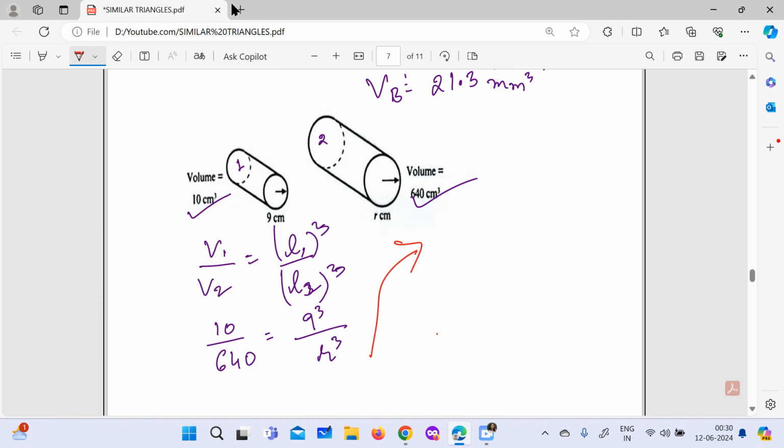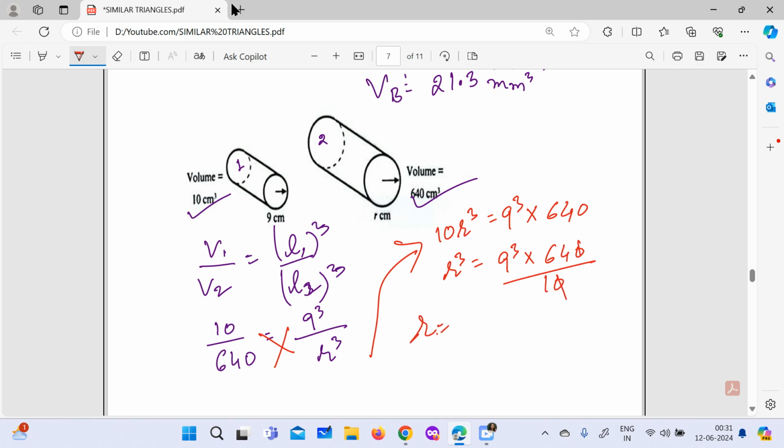Now we can do cross multiplication. So you get 10r cubed, which is equal to 9 cubed times 640. And then, okay, we can solve it further. R cubed is equal to 9 cubed times 640 over 10, and this cancels. So R cubed equals, sorry, R equals, we will remove this. This is cube root of 9 cube into 64.